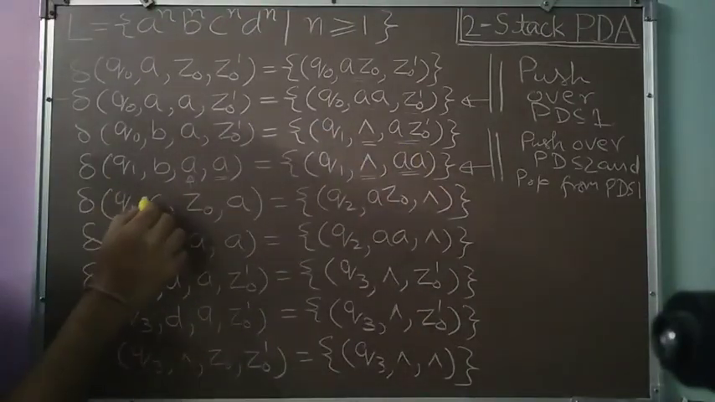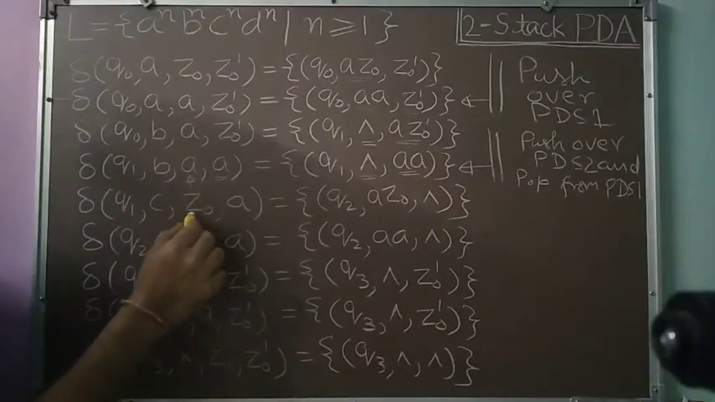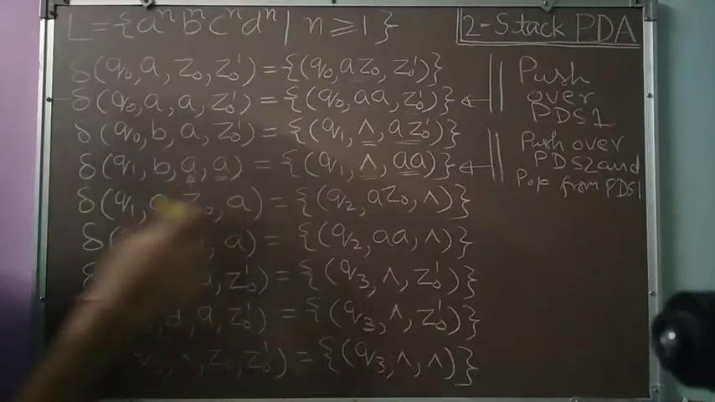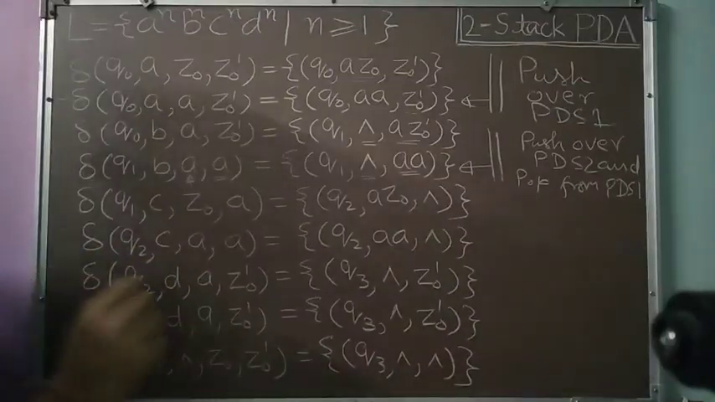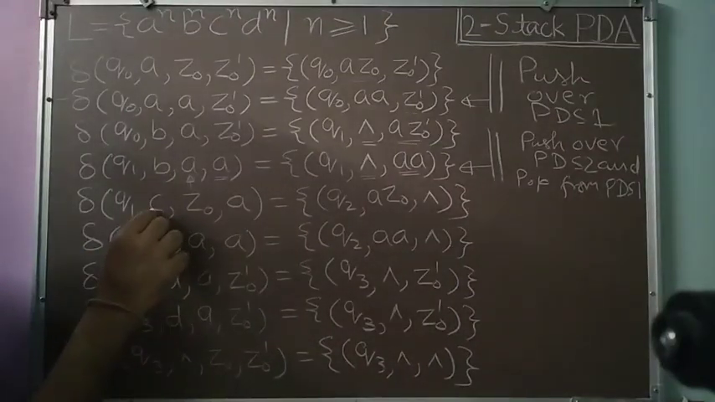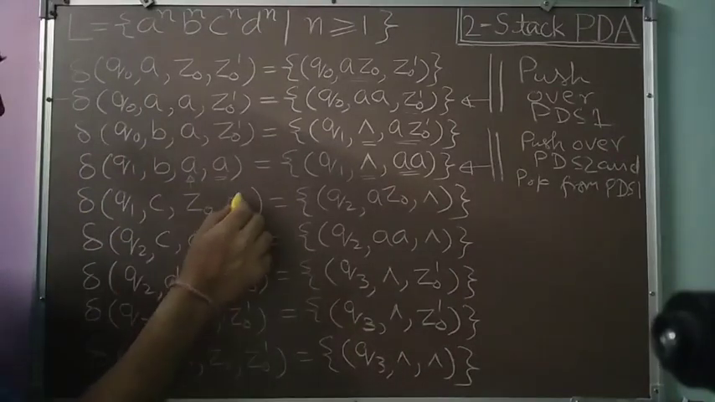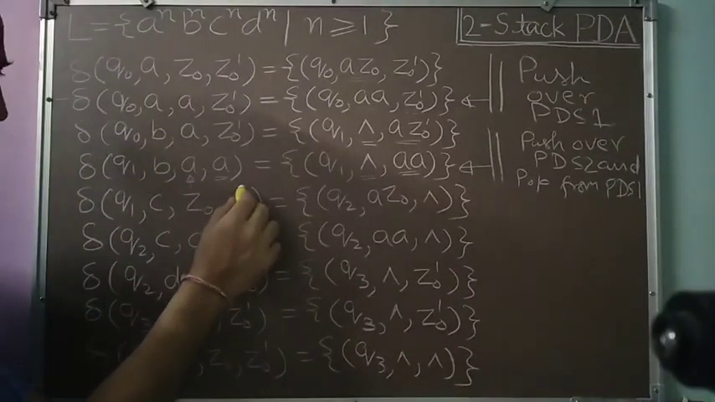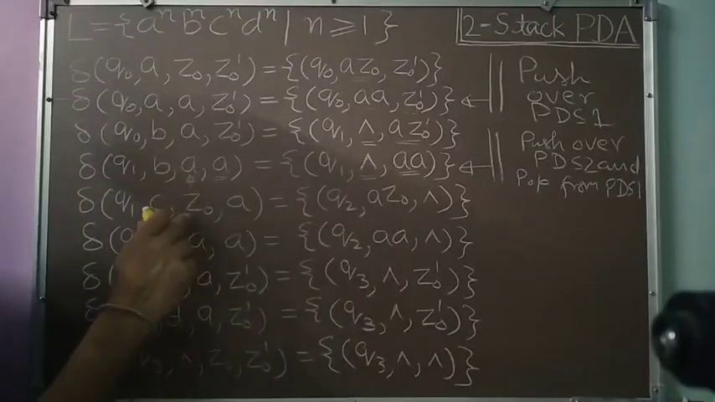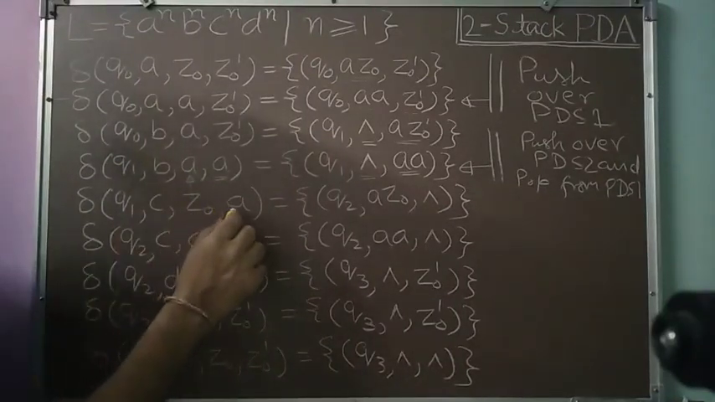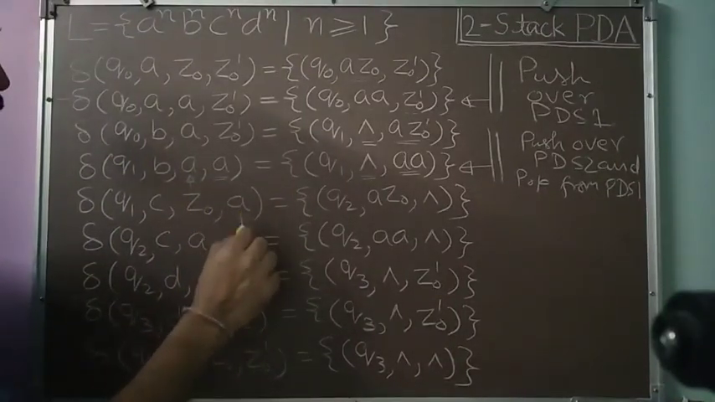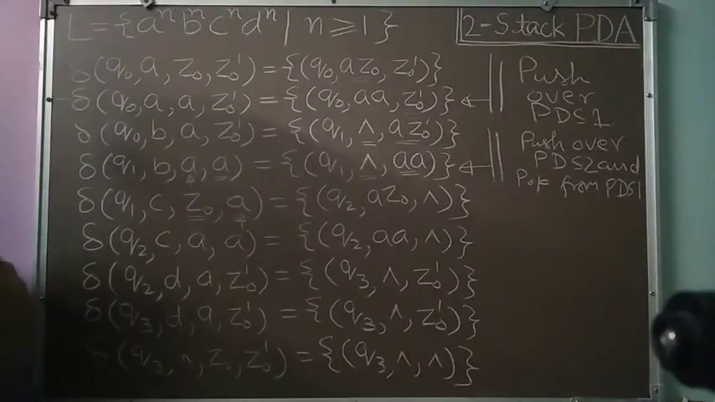So in the Q1 state, we are receiving our first C. Z0 is on the top of the PDS1 and A will be on the top of PDS2. In this situation, now we have to match these C's with the A's present on the PDS2. So we will remove A from the PDS2 and we will push them on the PDS1. Okay. So from here we have to remove, and here we have to push.